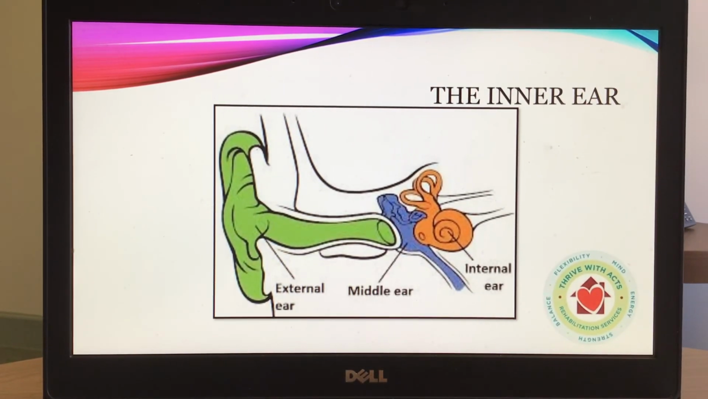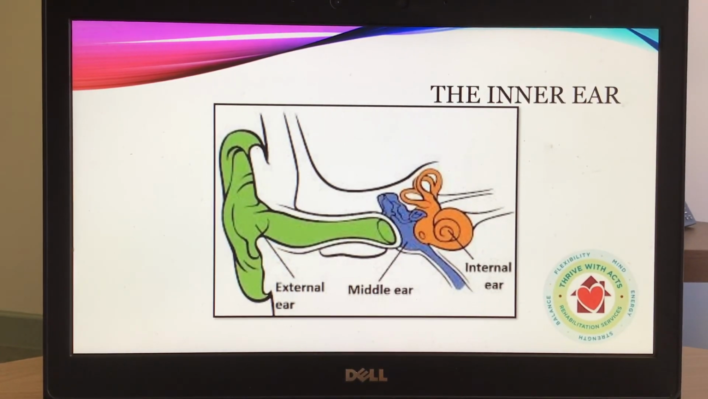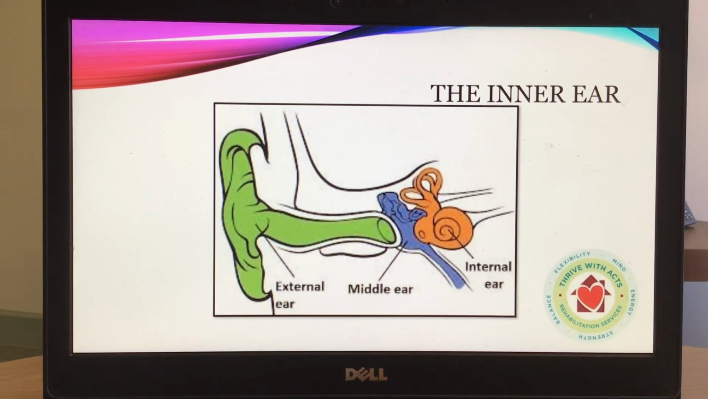Let's talk about what the inner ear is. The green part that you see in the picture is the external or outer ear. It's the part of your ear you can see and feel, the part where ladies or gentlemen wear earrings, the part that you should never stick a Q-tip in. The blue section is the middle ear. This is where the organs of hearing are located.